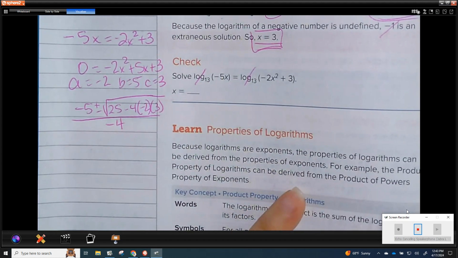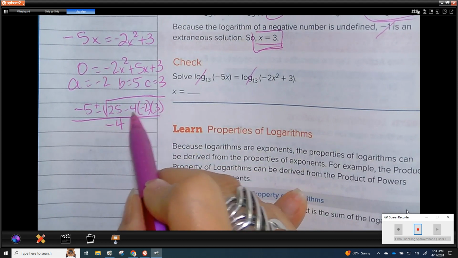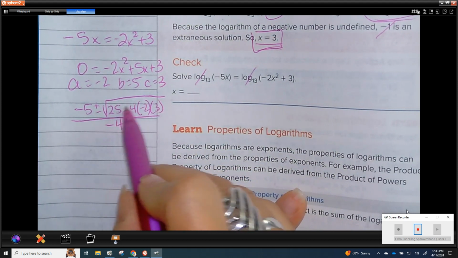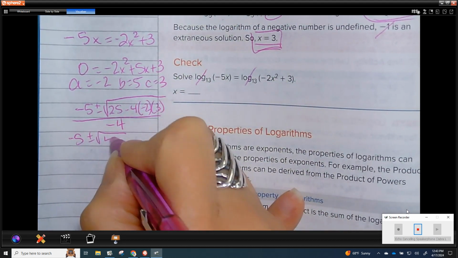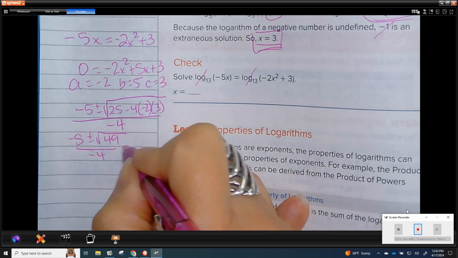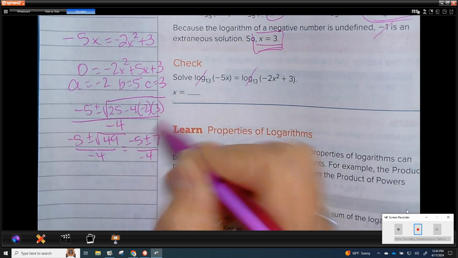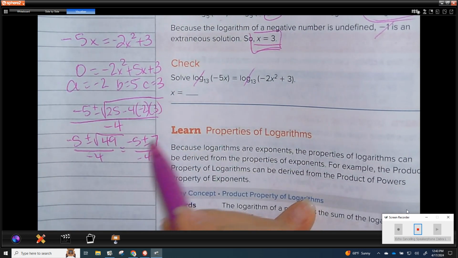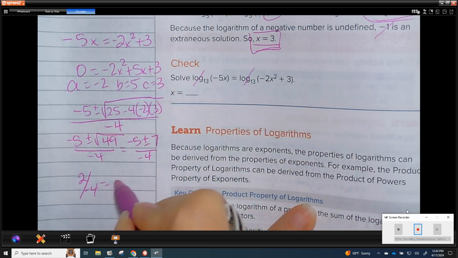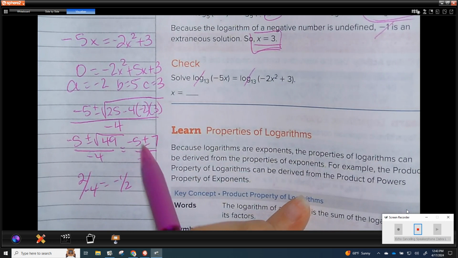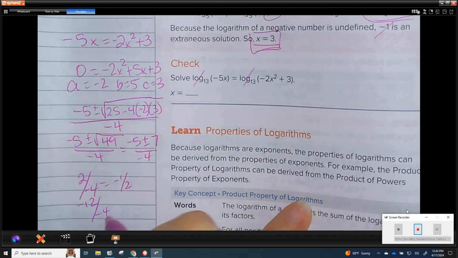To go further, 2 times 4 is 8 times 3 is 24. This becomes a positive. So 25 plus 24, which is negative 5 plus or minus the square root of 49 over negative 4, which is negative 5 plus or minus 7 over negative 4. So first we add, or you could do either one first, but I'm going to add. Negative 5 plus 7 is 2 over negative 4, which is negative 1/2. And then I'm going to subtract. We get negative 12 divided by negative 4, which is positive 3.